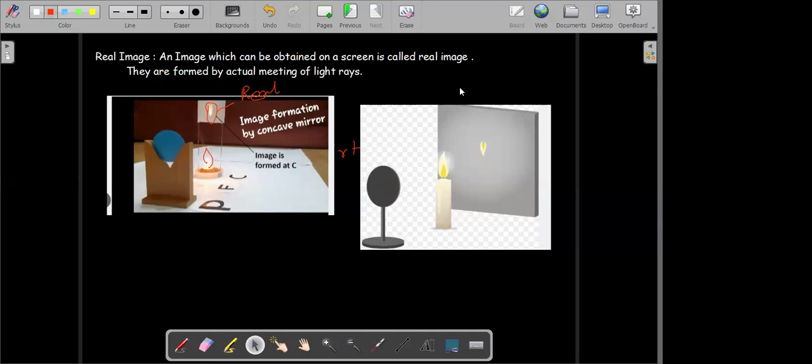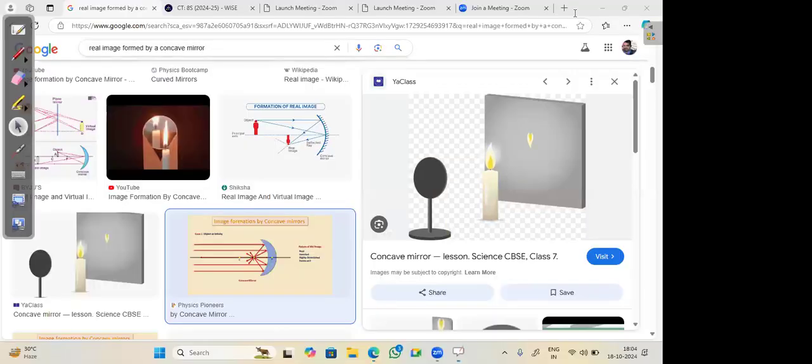Yes. So this is also a real image. Okay, what about the image formed by a projector? Is it a real image or a virtual image? Real, sir. Yes, the image formed by a projector. See how it's a real image.